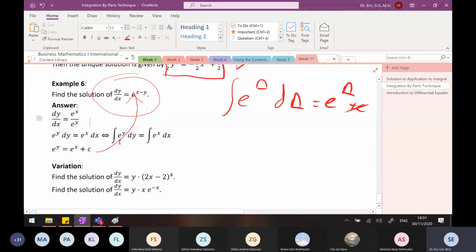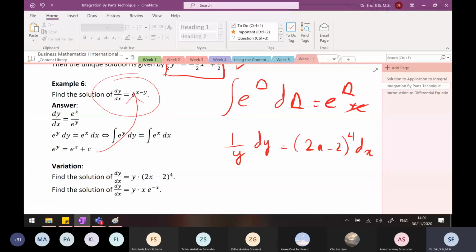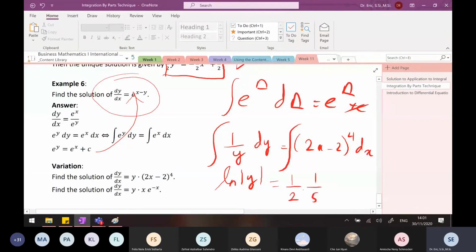Okay, let's look at another variation. If you look at this, you can use the separation of variables technique. So you have 1 over y dy equals (2x minus 2) to the power of 4 dx. You can integrate both of these. The integral of this is ln y. What is the integral of this? 1 over 2, 1 over 5, (2x minus 2) to the power of 5 plus constant. And this is the solution.